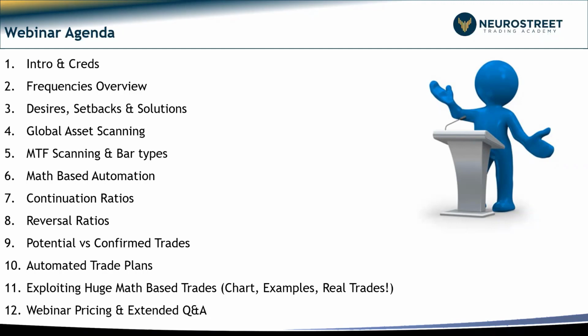And then we're going to shift into breaking down different aspects of how we use frequency analysis for trading. Global asset scanning, multi-time frame analysis, and math-based automation. We're going to talk about the difference between continuation and reversal ratios and the difference between potential and confirmed trades and how we automate the finding of these opportunities, because essentially the goal is to exploit really big trading opportunities.